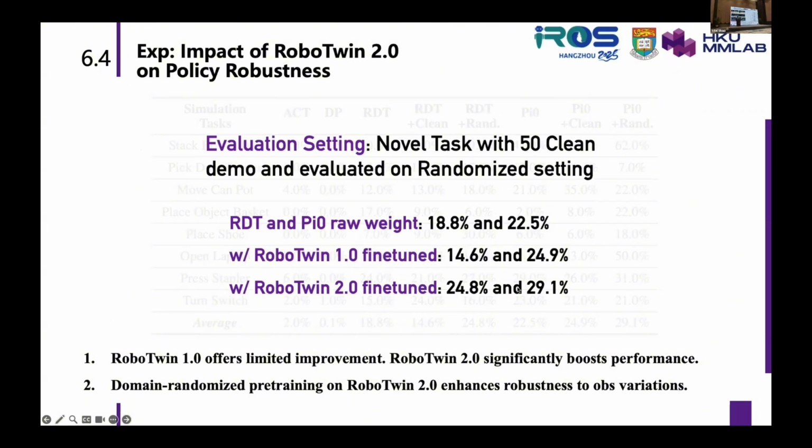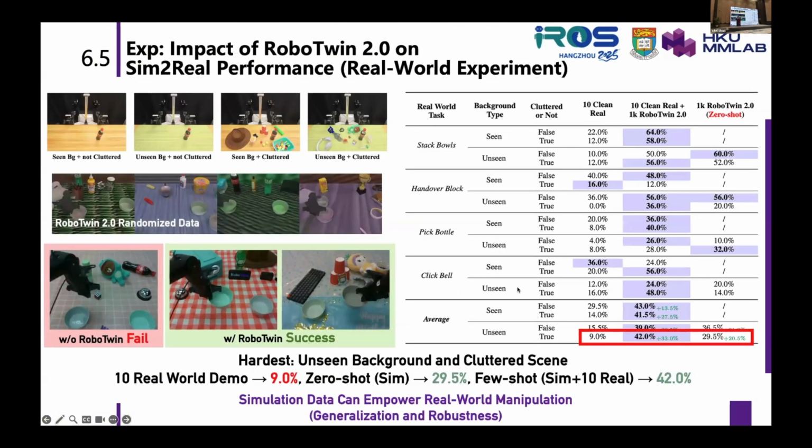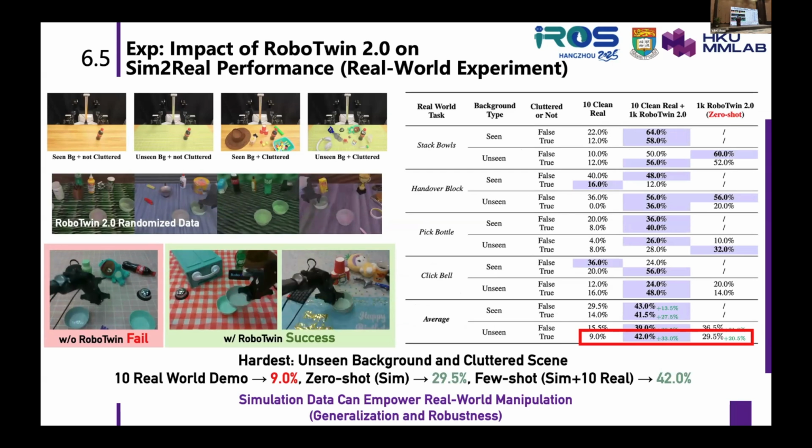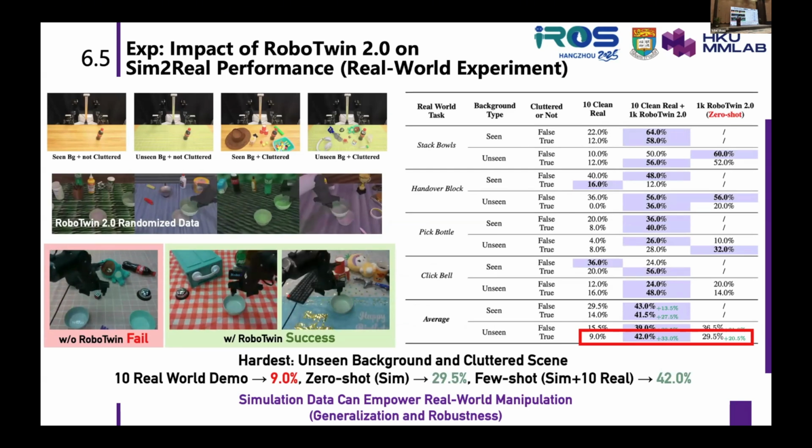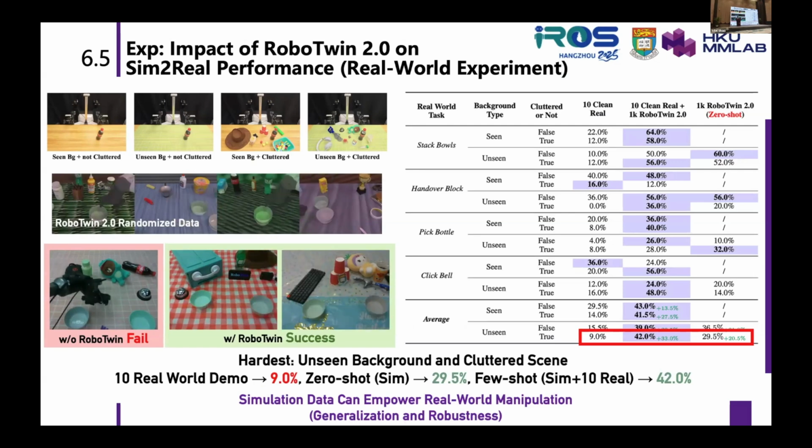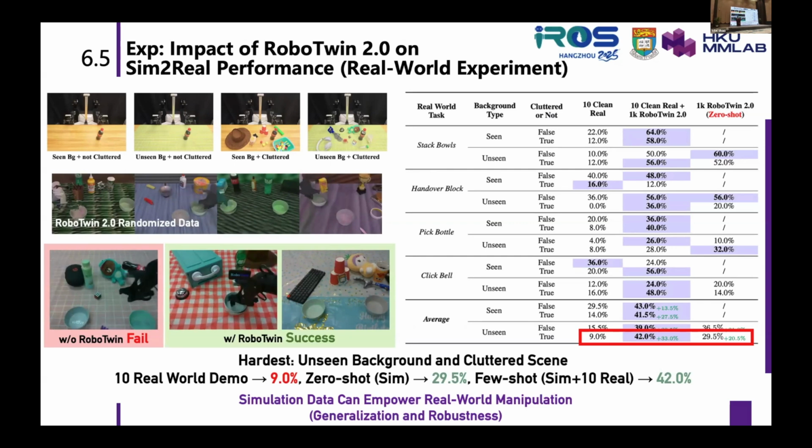And in the real world experiment, we find that with only real world data, performance is only 9%, and RoboTwin 2 data can achieve zero-shot performance of 29.5%, and with only 10 real world demonstrations, our performance can reach 42% in a harder setting on the untrained, unseen background and cluttered scene. This highlights that our simulation data can empower real world manipulation across generalization and robustness.